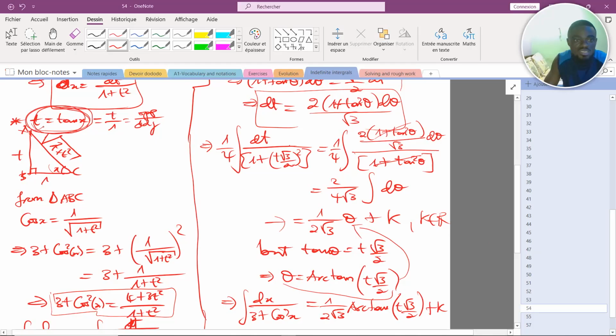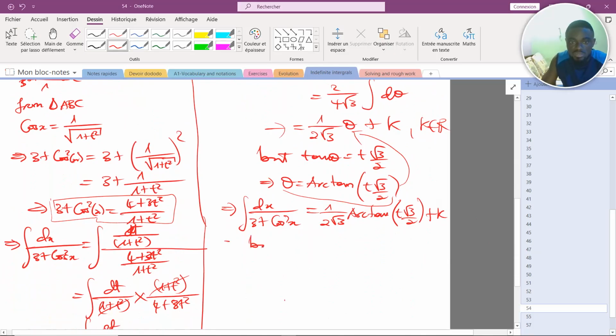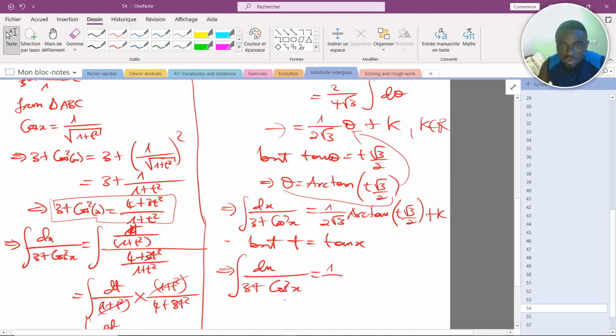So where I see t, I will replace it by tan x. So this implies the integral of dx over 3 plus cos square x must be equal to 1 on 2 root 3 arctan. You know that arctan is the tan inverse. Tan inverse of what? My t must be replaced by tan x. So I will have root 3 on 2 tan x plus our constant of integration.